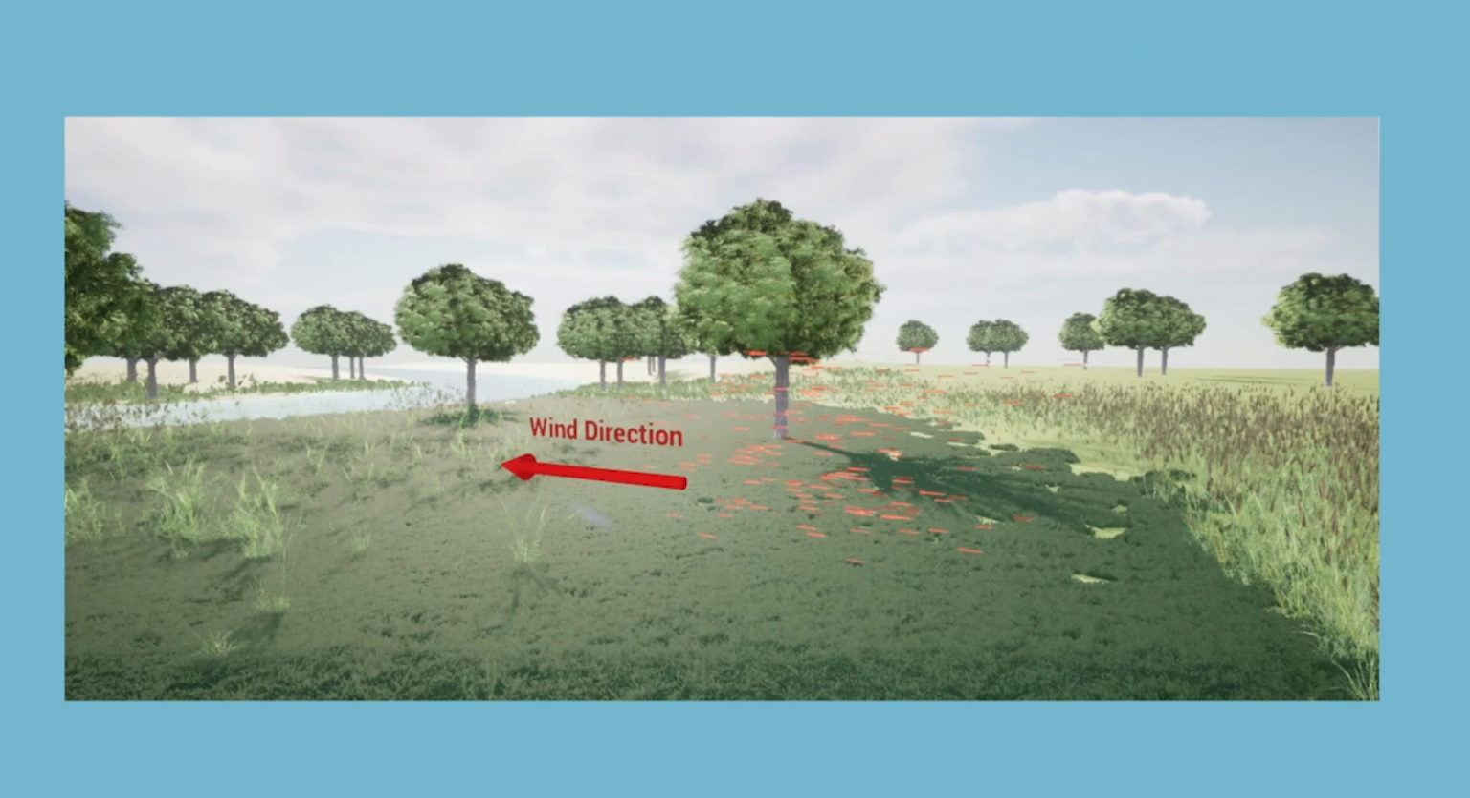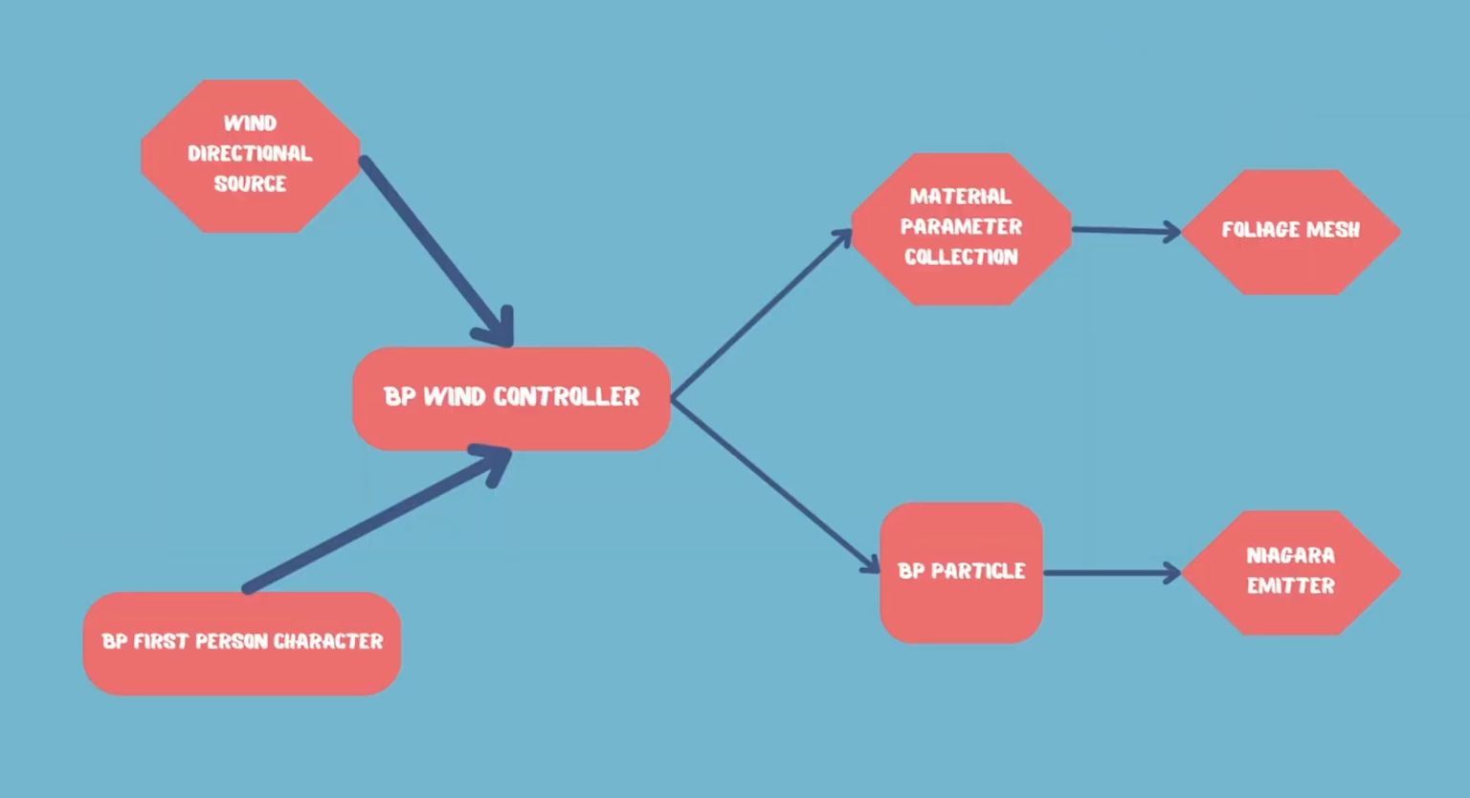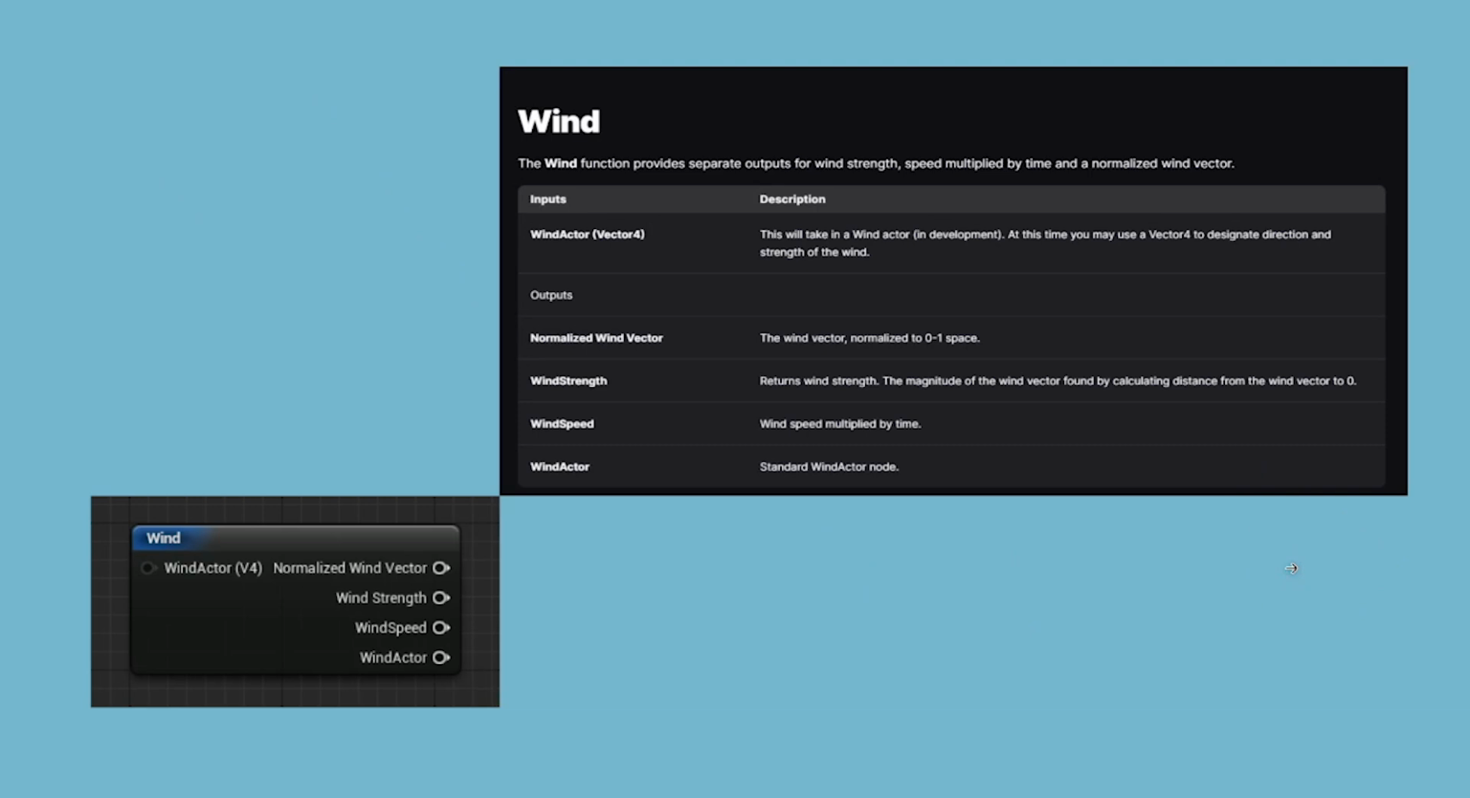We will be connecting the wind to a custom blueprint that we will call wind controller, and the wind controller will call out for any particles through an interface and a material parameter collection, which will control the foliage mesh, and the particle will control the emitter. In Unreal Engine 5, there are already new developments for a custom wind material, but we won't be using this for now.